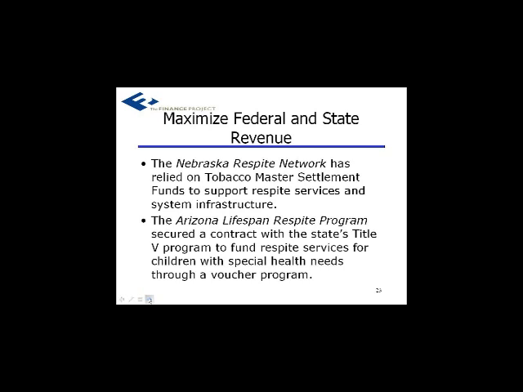So certainly maximizing federal and state revenue is a key strategy. We don't always mean that, for us, maximizing federal and state revenue is not always a synonym for grant writing. Certainly you want to take advantage of federal and state grants that seem appropriately aligned to the work that you do. And I think that is the biggest piece, is to stay very aligned to what you do.